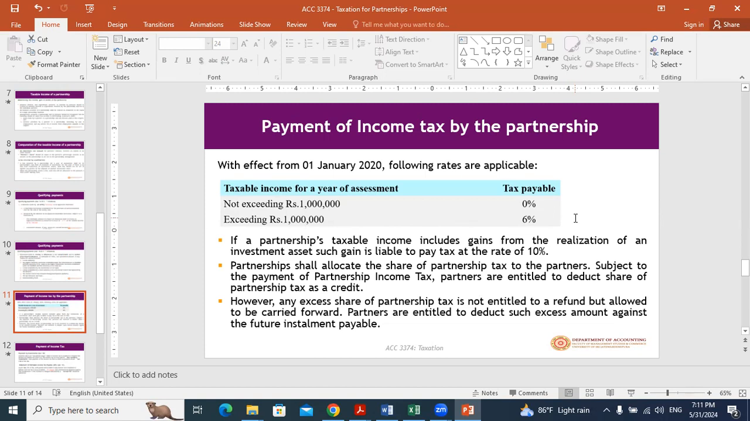Let's also assume the tax liability is 200,000. This tax payable is 200,000. So each partner, Mr. A, could take this 200,000 divided by 2, as their profit sharing is 1:1. Let's assume there are no other transactions. Mr. A can take 100,000 as a tax credit.